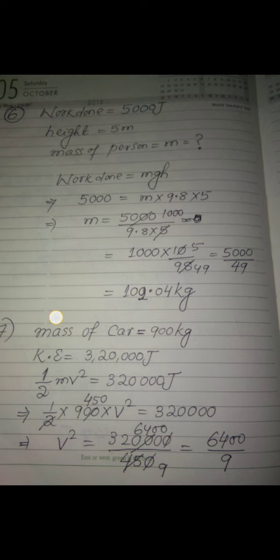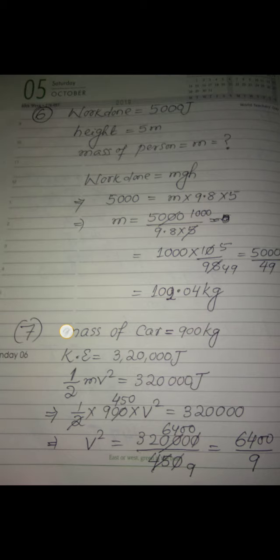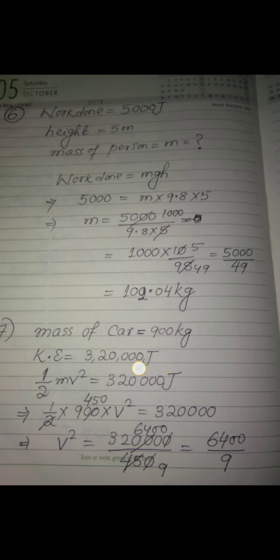So now question number 7. A 900 kg compact car is moving at a certain speed. If its kinetic energy is 3,20,000 joule, find the velocity at which the car is traveling. Now according to this question, mass of car is 900 kg. Kinetic energy is given 3,20,000 joule. Then velocity of the car is being asked.